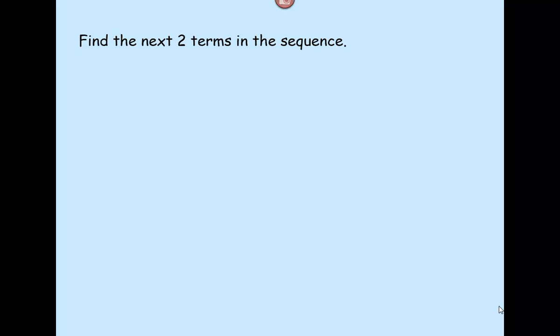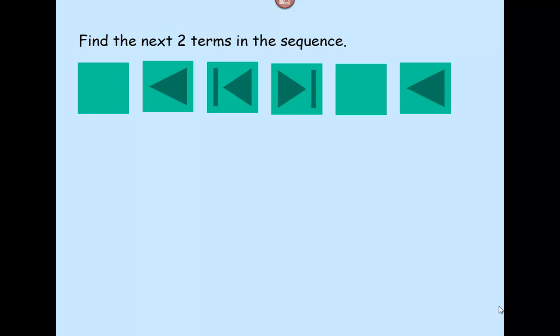Find the next two terms in the sequence. Here we have a blank square. We have a triangle pointed to the left. We have a triangle pointed to the left with a line in it. We have a triangle pointed to the right with a line in it. We have a blank square, and we have our triangle.